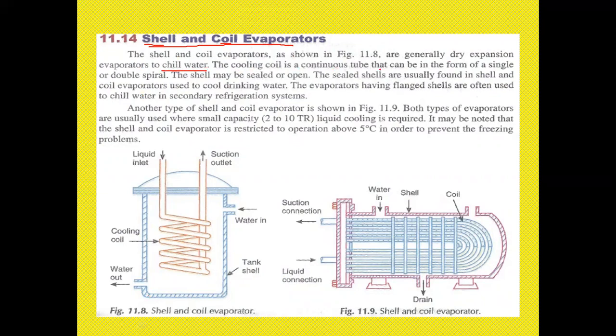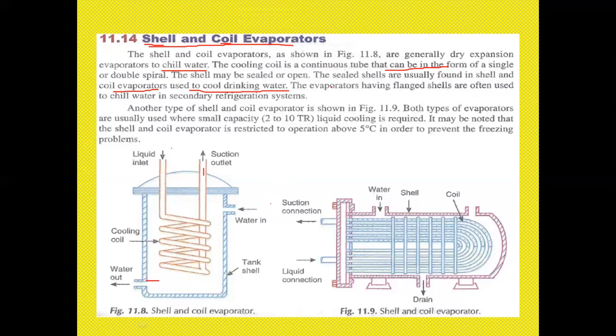The cooling coil is a continuous tube. The cooling coil, whatever is placed inside the evaporator, is a continuous cooling tube that can be in the form of a single coil, used in evaporators for drinking water. See here, this is a cooling coil where the liquid is passed inside this coil and it is surrounded in a spiral form and the suction outlet is in this manner, right? So here we are placing the water. So this is a shell, the tank shell. Here the water is in, here the water is out, right?